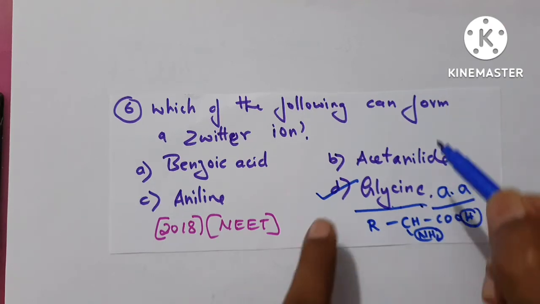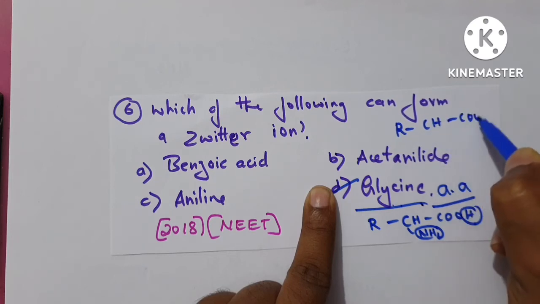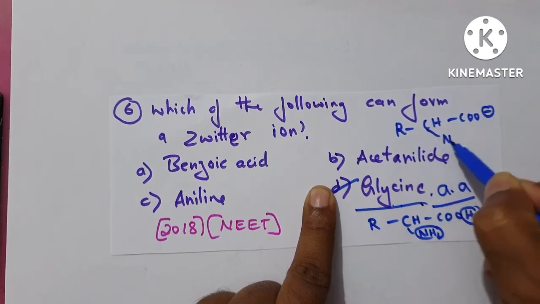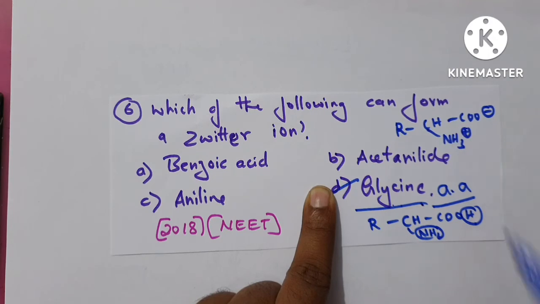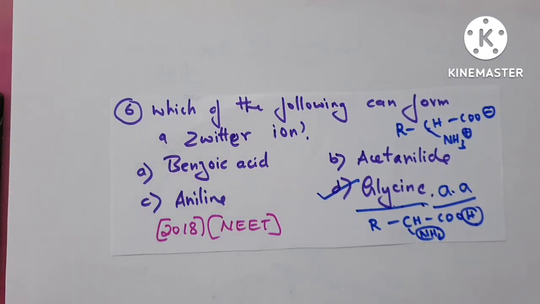So how do you write the structure of a Zwitter ion? This is how the general structure of a Zwitter ion is written. Let us move to the next question now.